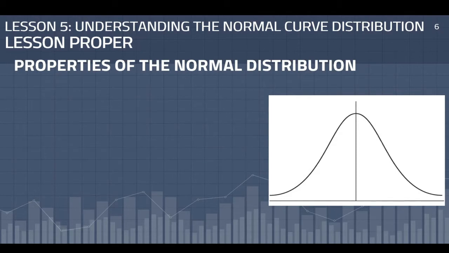Yan. Properties of the normal distribution. Ano po bang properties na yan? Unang-una, the distribution curve is bell-shaped. So, mapapansin natin yung kanyang hugis ay parang kampana. Very good.